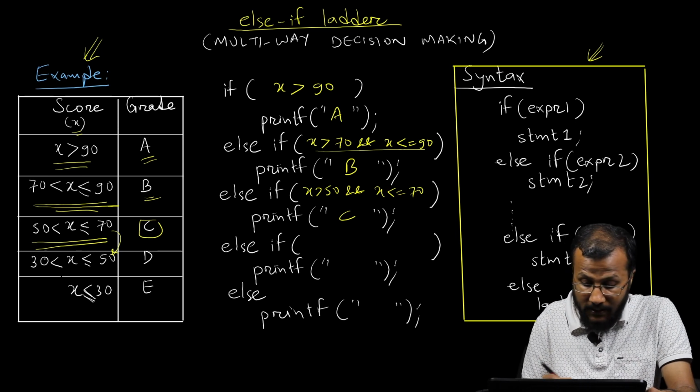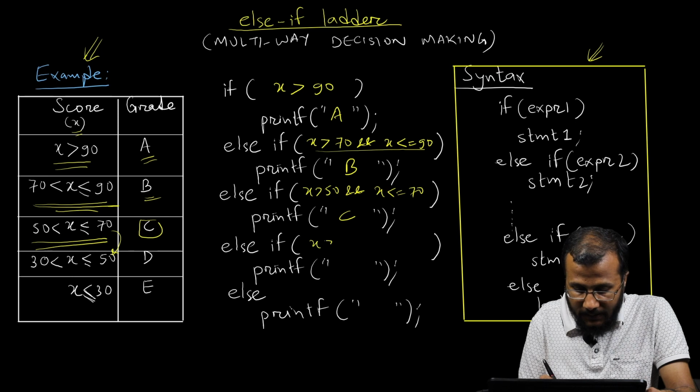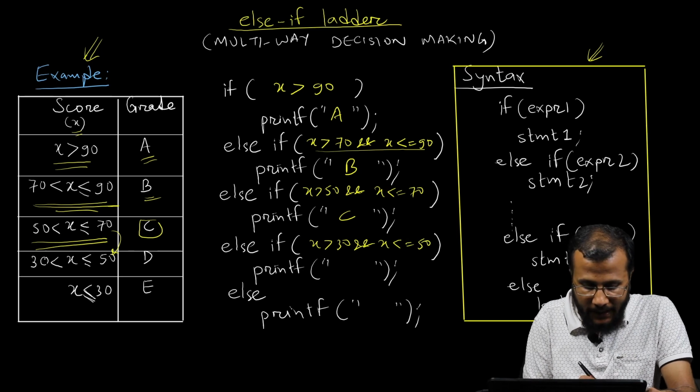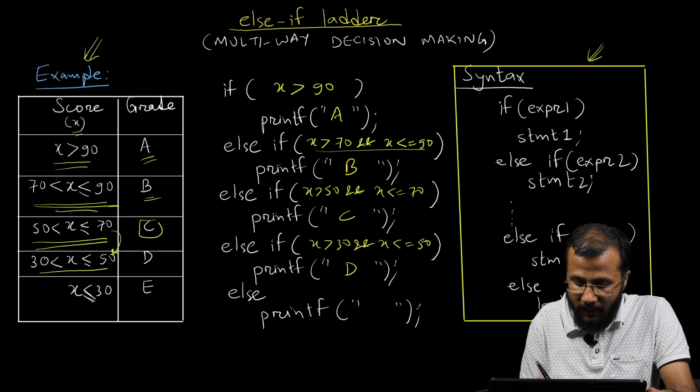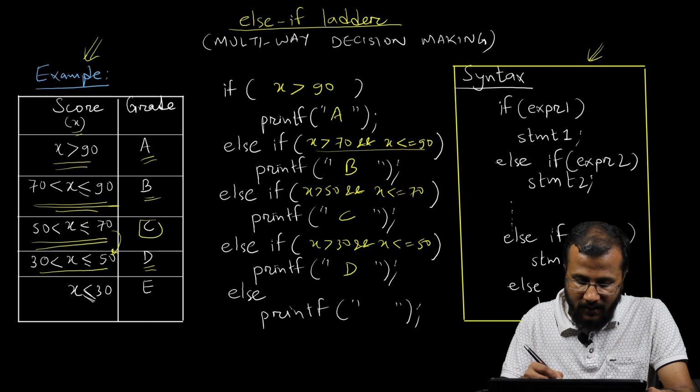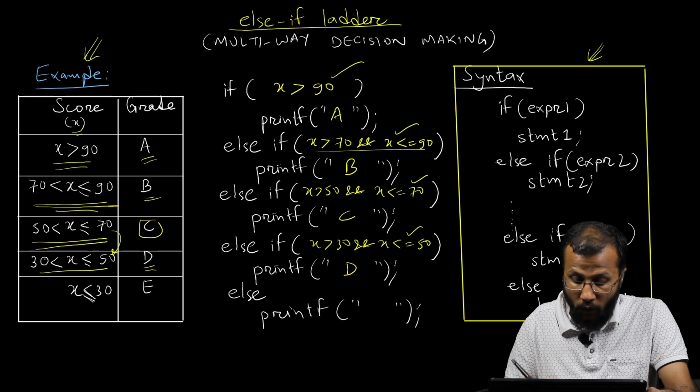The next condition is X is greater than 30 and logical and X is less than equals to 50. So this is the next condition. If this is true, obviously I have to display D because the grade is D. So I just write these many conditions, that is condition 1, expression 1, expression 2, expression 3, and expression 4.